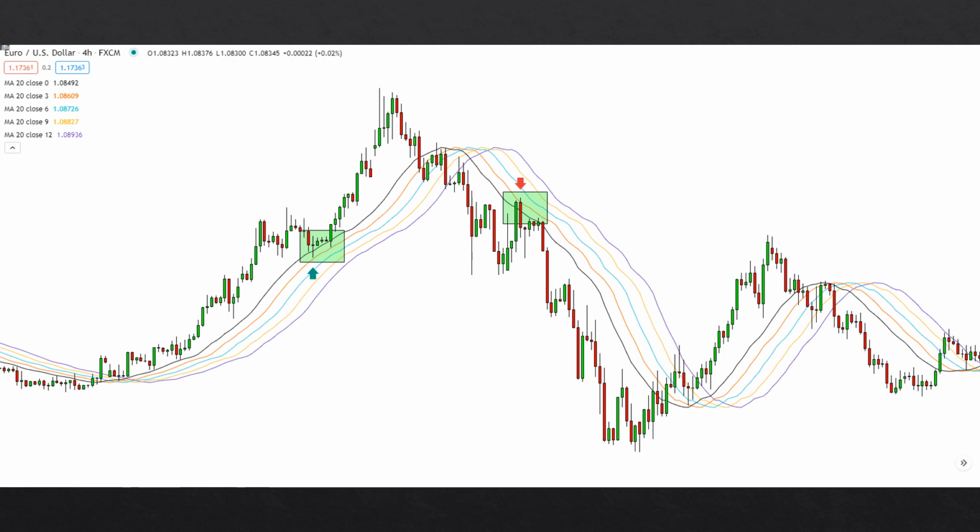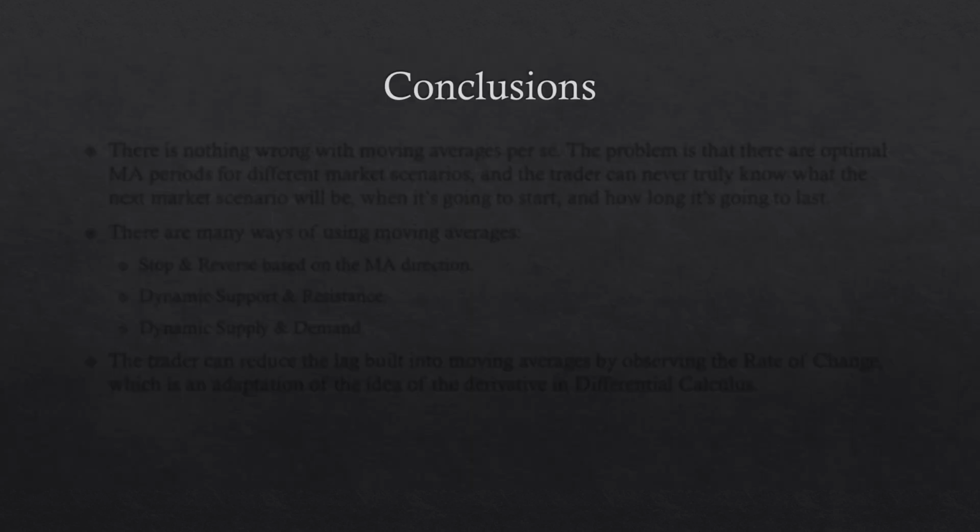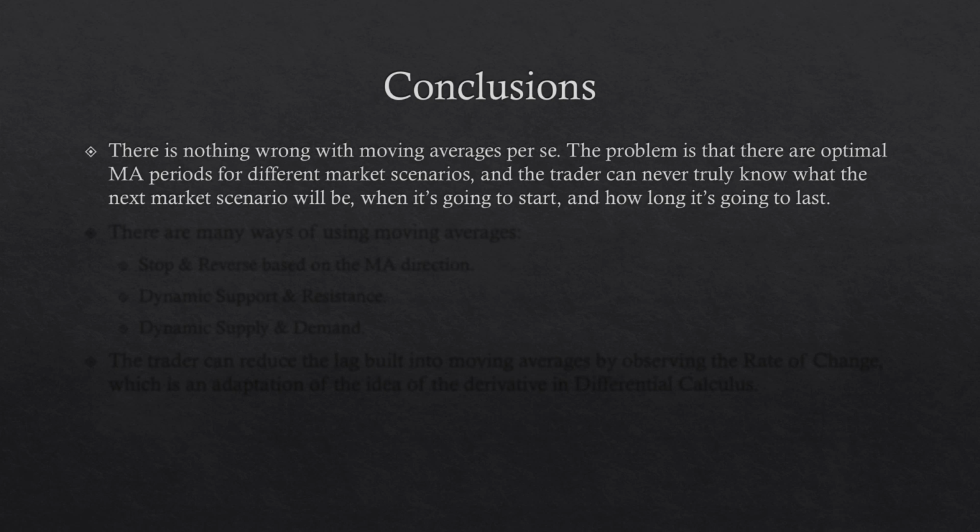There are some important conclusions we can achieve after learning about these moving average secrets. Notice that there is nothing wrong with the moving averages per se. The problem is that the trader never truly knows the optimal moving average period for the current market scenario and for the very next market scenario as well. That's the fact that causes most of the problems associated with moving average trading.